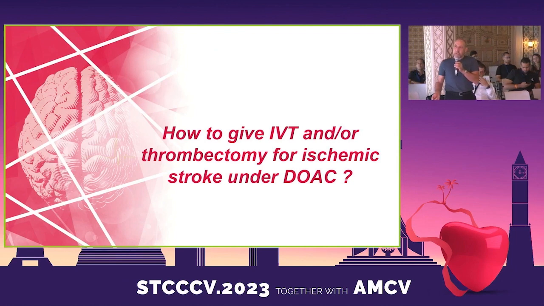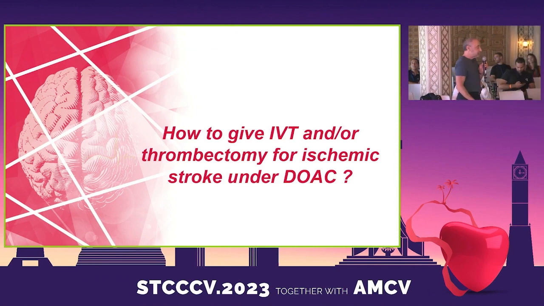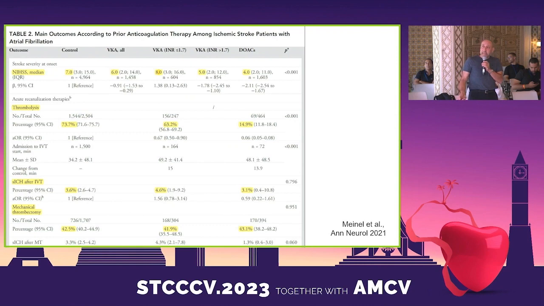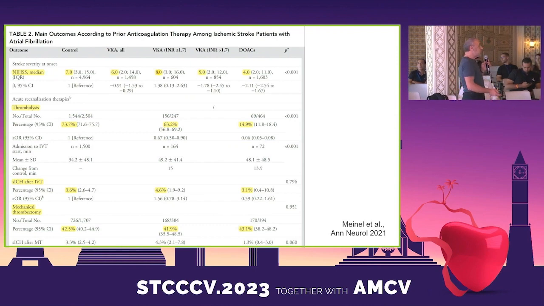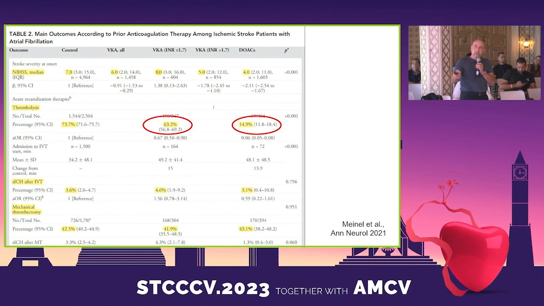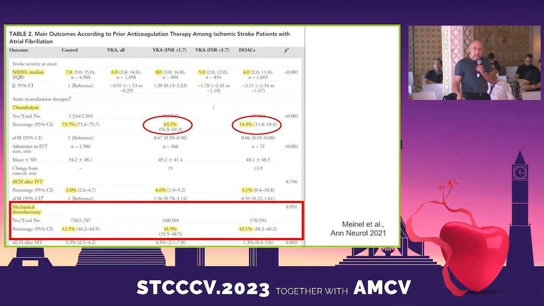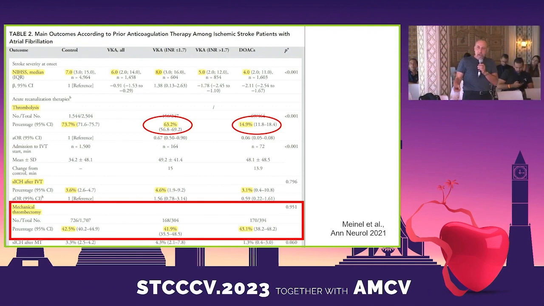Now, how to give intravenous thrombolysis or thrombectomy for ischemic stroke under DOAC? We can see that, as a whole, IVT is rarely given in patients under DOAC compared to patients under VKA. It's probably because it's more complex to deal with DOAC, whereas under VKA, the simple result of INR is sufficient to make the decision. For mechanical thrombectomy, conversely, the type of anticoagulant did not interact with the decision.